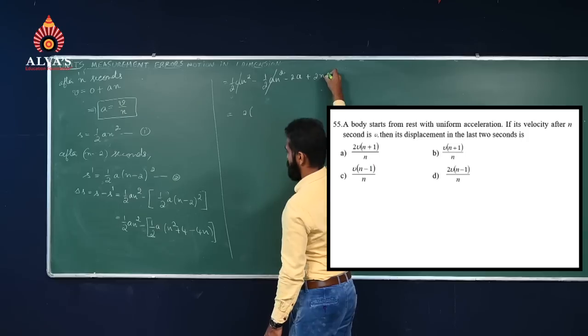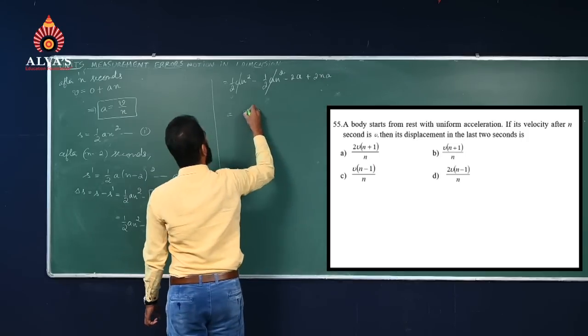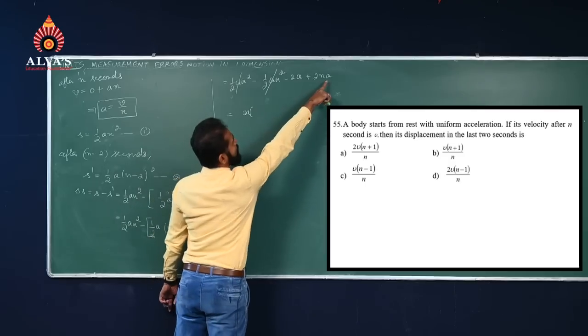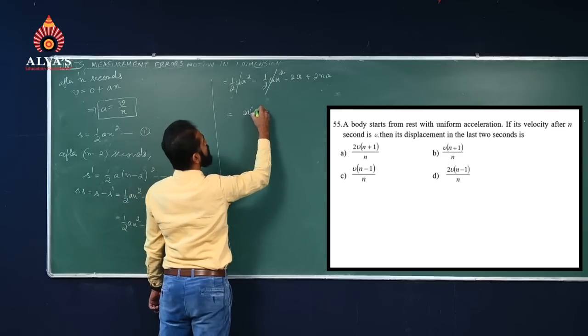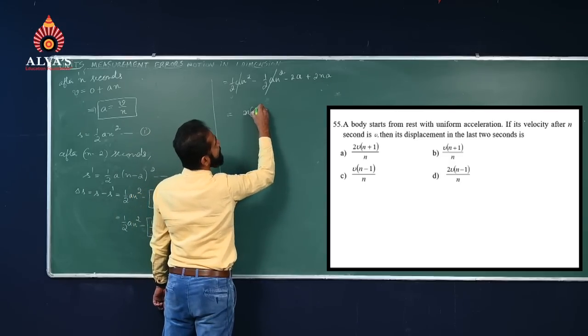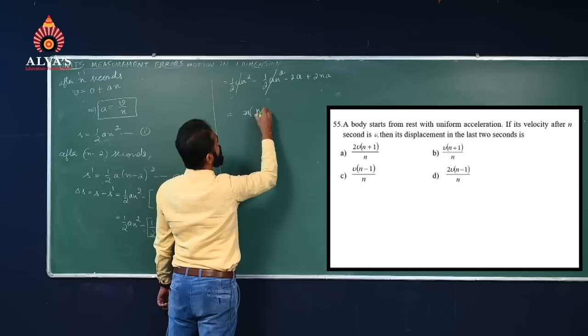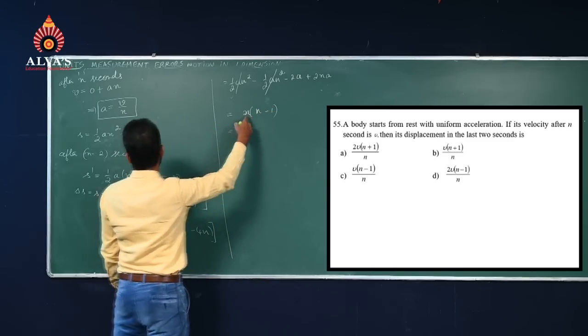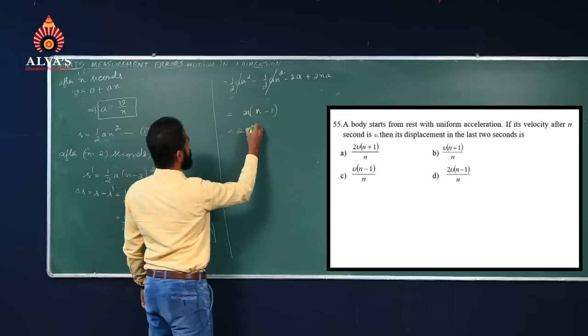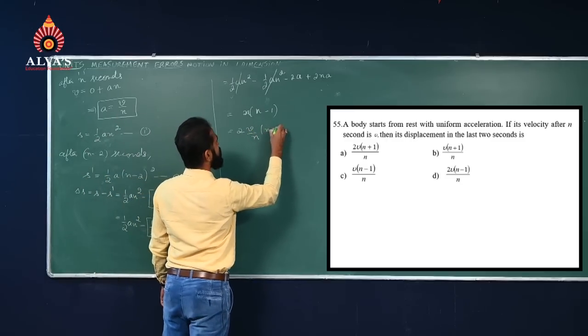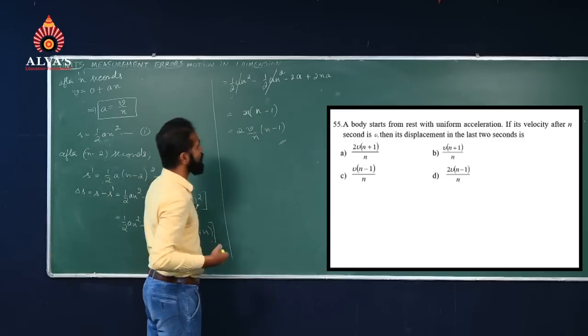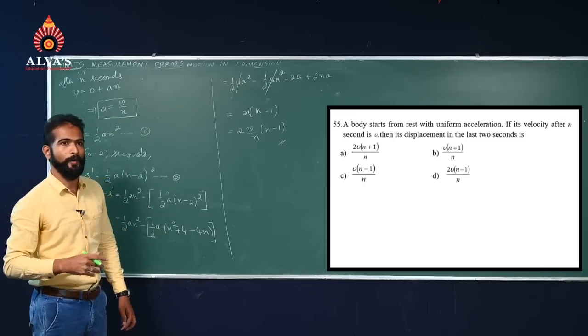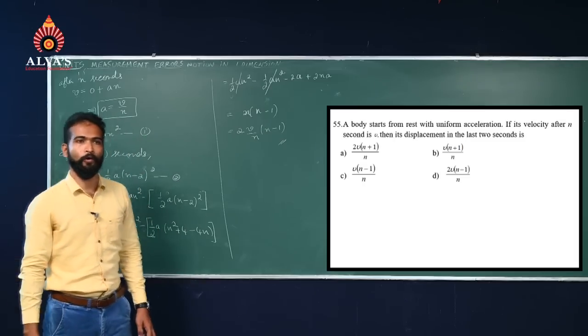Remaining is 2a common. There's a term that is missing here, that is a. So 2a is common, that will give me n minus 1. So 2 into acceleration we found out here, substitute v by n into n minus 1. So 2v into n minus 1 divided by n, that gives you option 4.